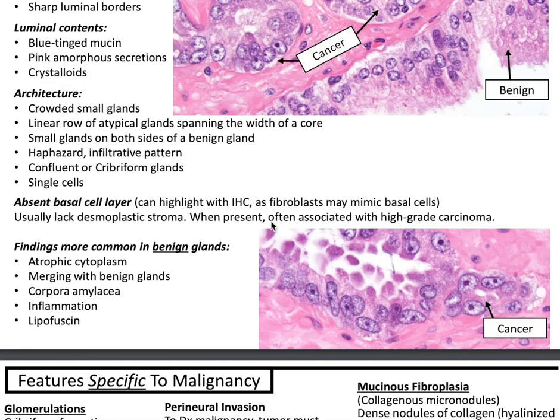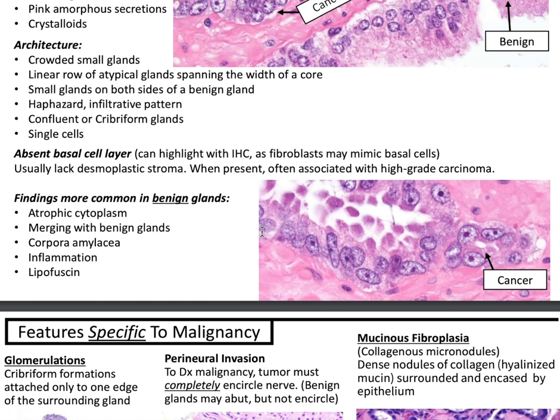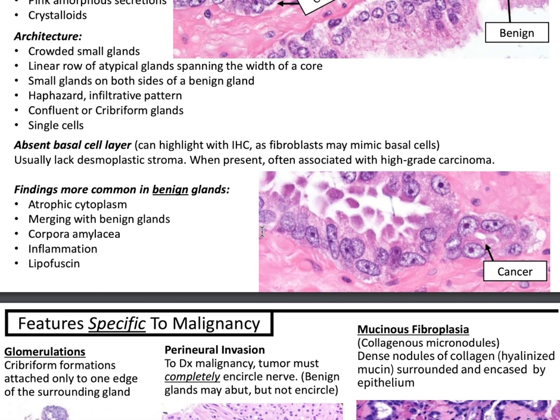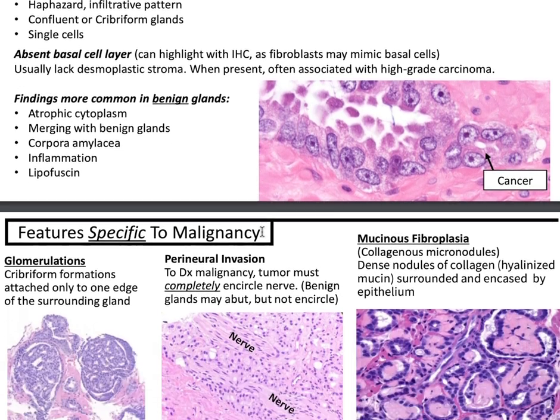For an absent basal cell layer, you can highlight it with IHC, as fibroblasts that are near the glands may mimic basal cells. Usually they lack desmoplastic stroma, but when present, it's often associated with high-grade carcinoma. Now, there are benign mimickers of prostate cancer, and features that favor more benign glands are atrophic cytoplasm, merging with benign glands, corpora amylacea, inflammation, and lipofuscin. The last thing would clue you into seminal vesicle.